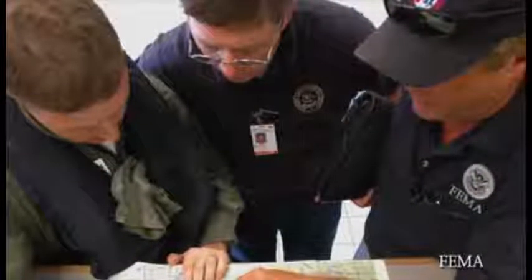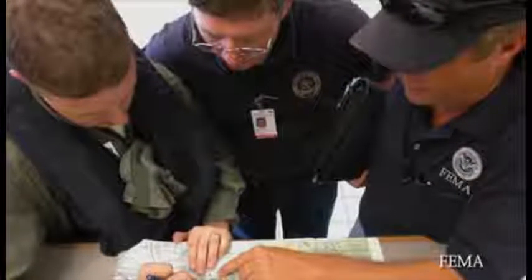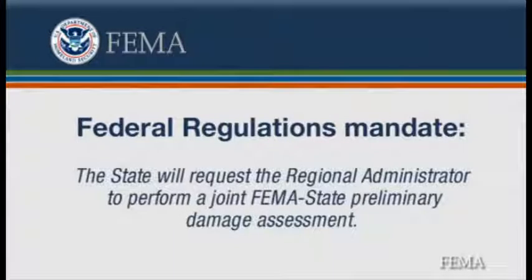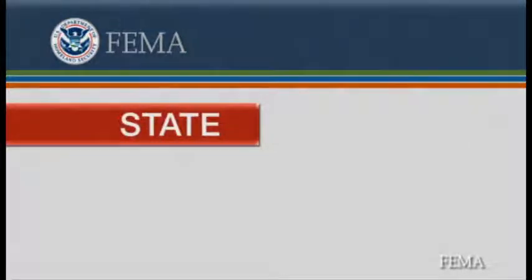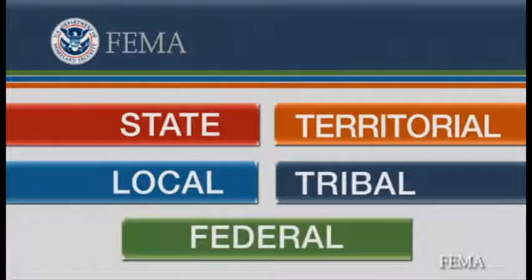It is critical to understand that a FEMA PDA team cannot just show up after an event. In accordance with federal regulations, jurisdictions must communicate the extent of damage to their state emergency management official, who then in turn must request FEMA's participation. With successful partnerships and communication, the IA PDA team can be prepared to fulfill their roles and responsibilities.